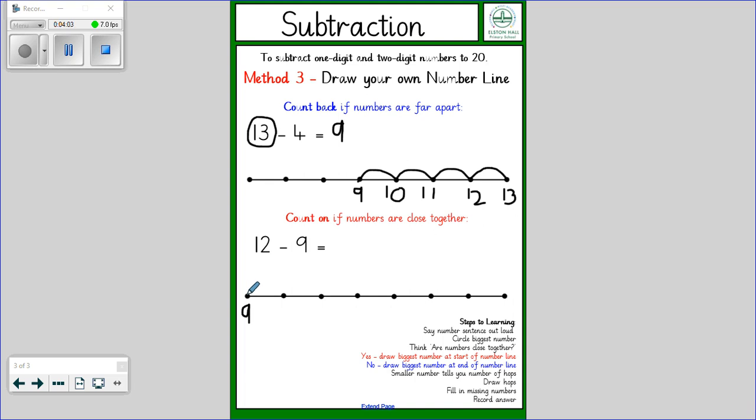This is where your counting comes in handy. We start at 9, 9, 10, 11, 12. We're going to write in the numbers now to make sure that we've got our answer right. 9, 10, 11, 12.